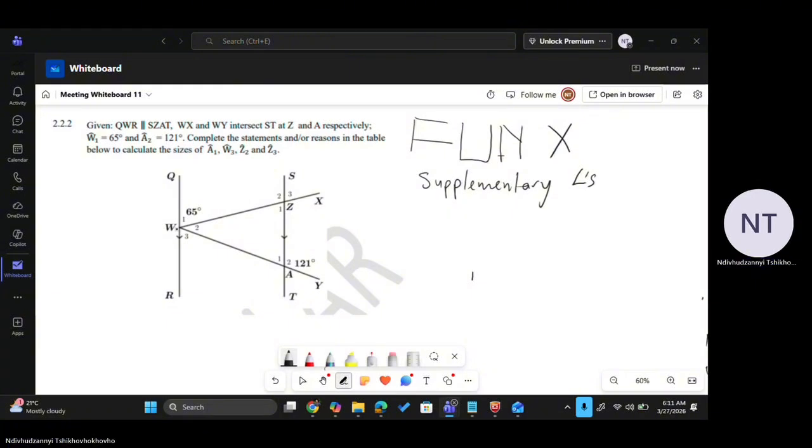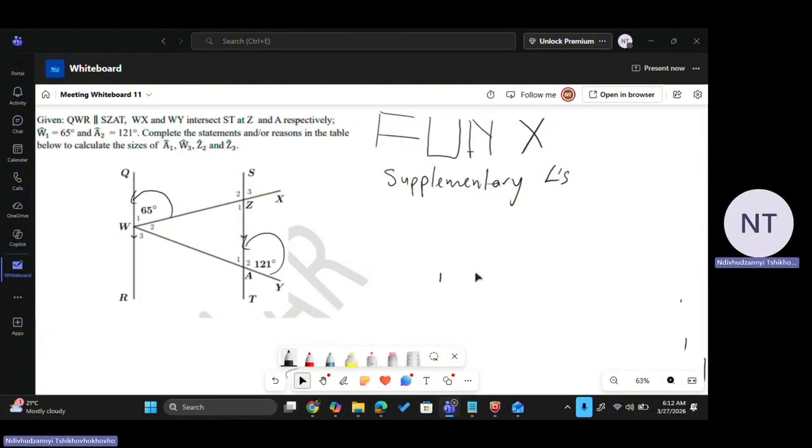So they say WX, WY intersect at ST. So it just intersect at that point. Then they also give you angles. They say angle W1 is equal to this guy, which is 65. And A2 is equals to 121, whatnot, right? Let's proceed.